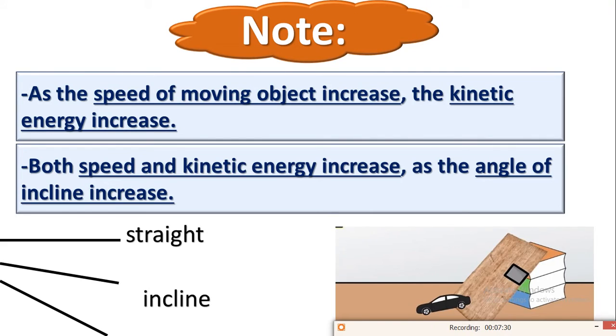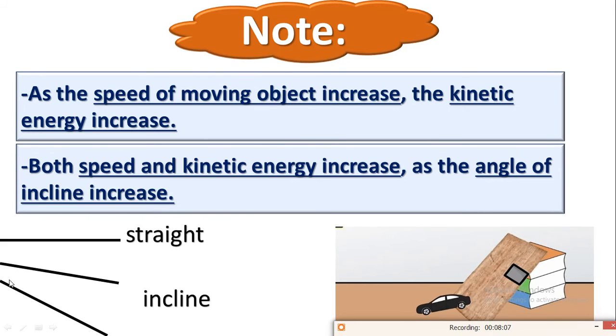Will the speed increase or decrease? What is the meaning of angle of incline? Look at this line. This is a straight line. And look at this. This is called incline. Also this line, number 3, is an incline. Which one has more angle of incline? This one. Excellent.